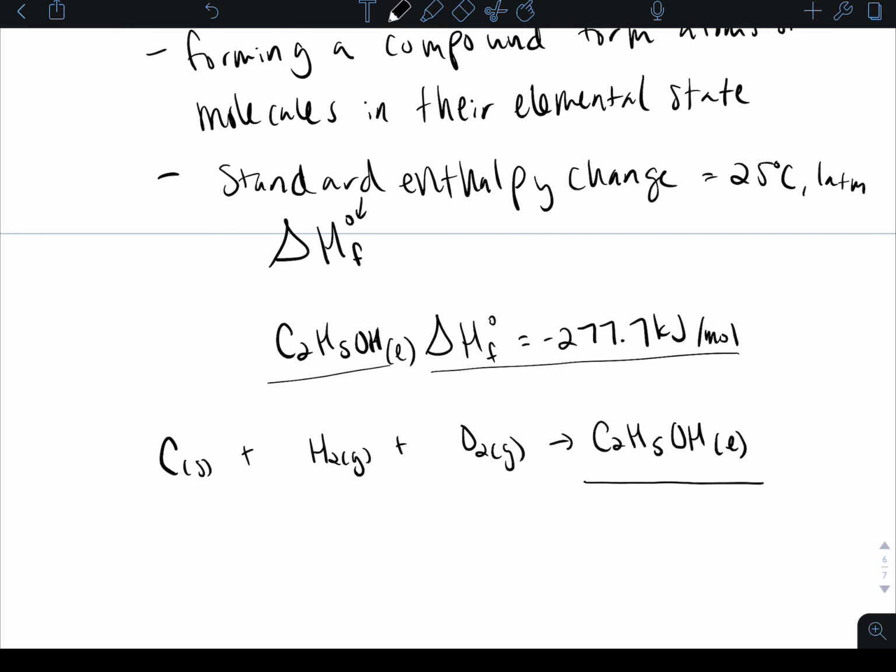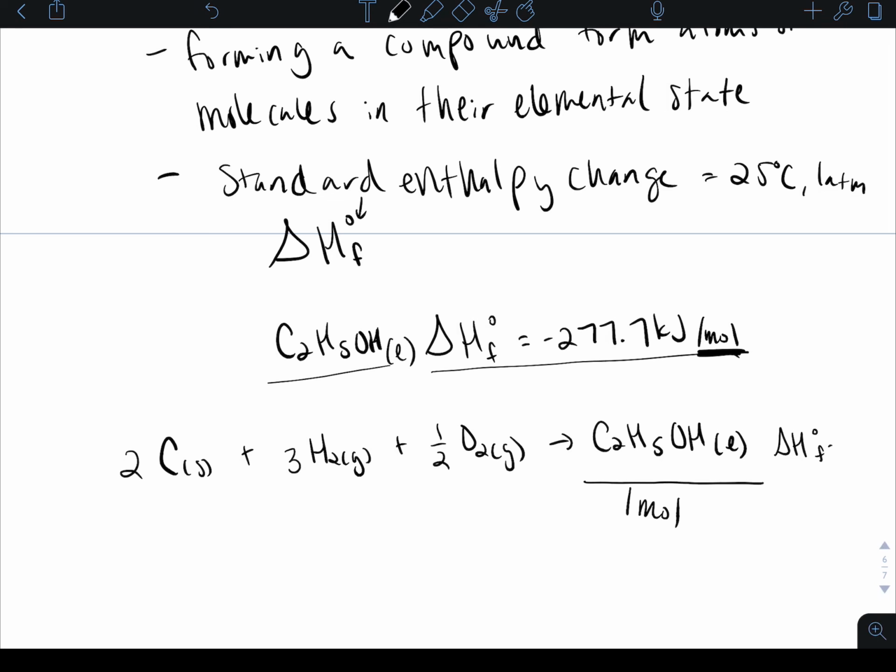Now, it is not balanced, and that's what we need to do next, keeping in mind that this is for 1 mole, so we will keep this as 1 mole. So if we have 2 carbons on our right side, we'll put a 2 right here. We have 6 hydrogens, so we'll put a 3 right here, and we have 1 oxygen. To get to 1 from 2, we have to divide, so it would be 1/2.